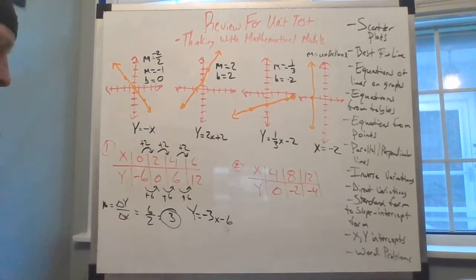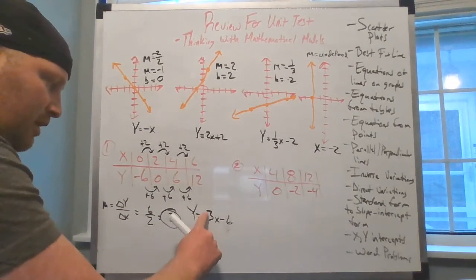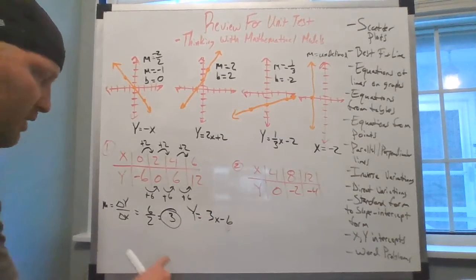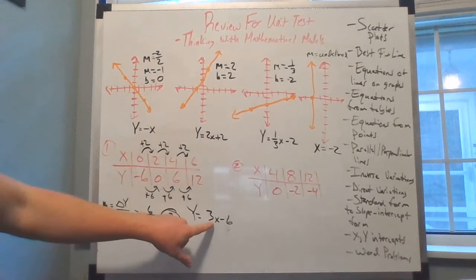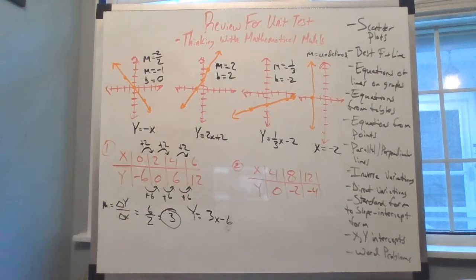Oh yeah, duh, I made a mistake here. That's why you check your work. Because now we know the slope is positive 3. And when I replace x with this, I get 18. 18 minus 6 is 12. And see, that's why you check your work.